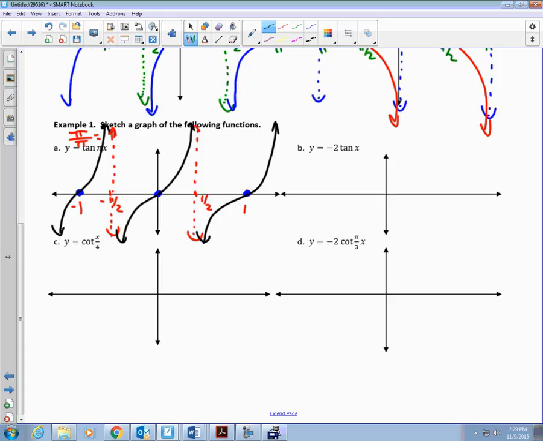What do you think? Not too bad, huh? B. Period. Pi divided by b. What's your b value? 1. What's pi over 1? Pi. I mark it out.